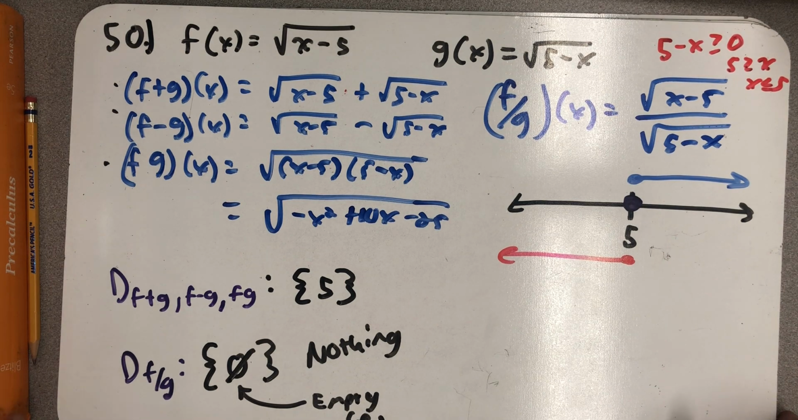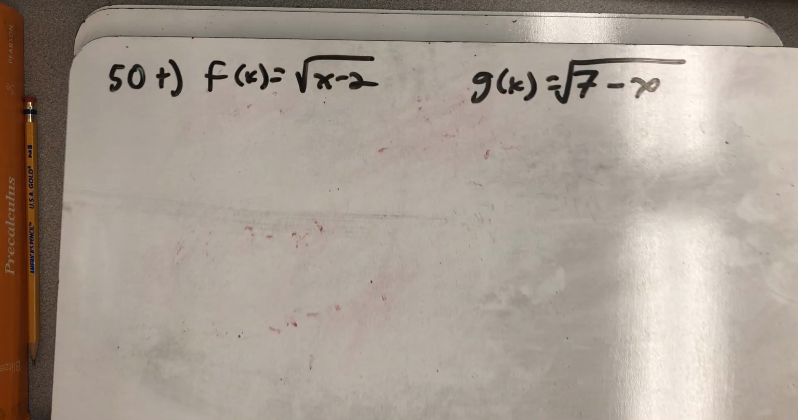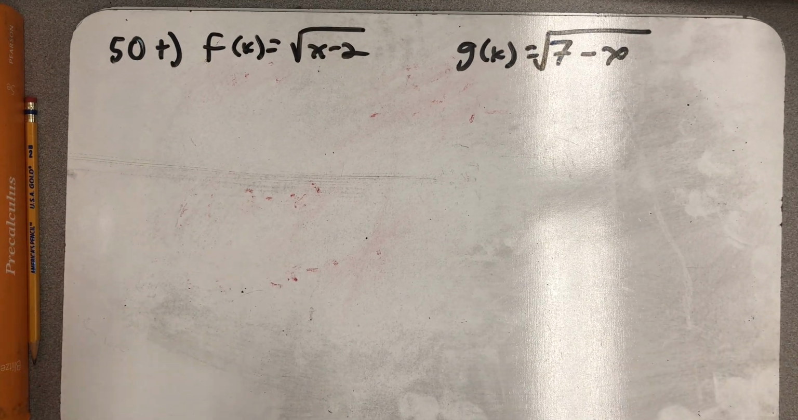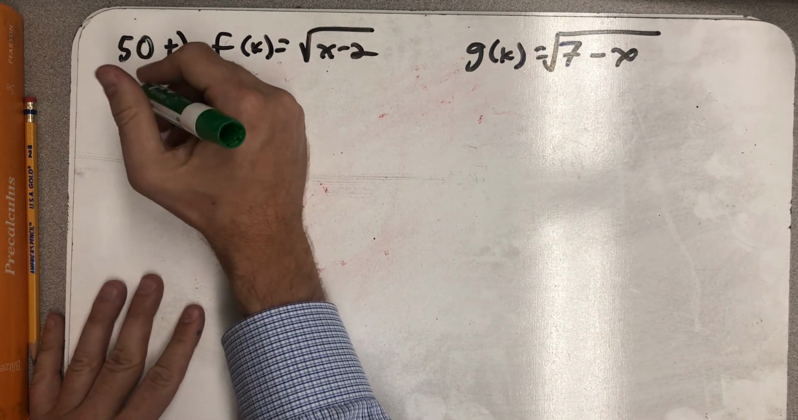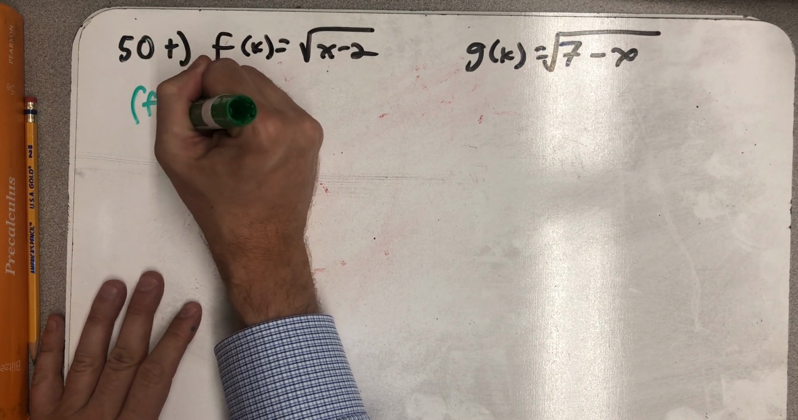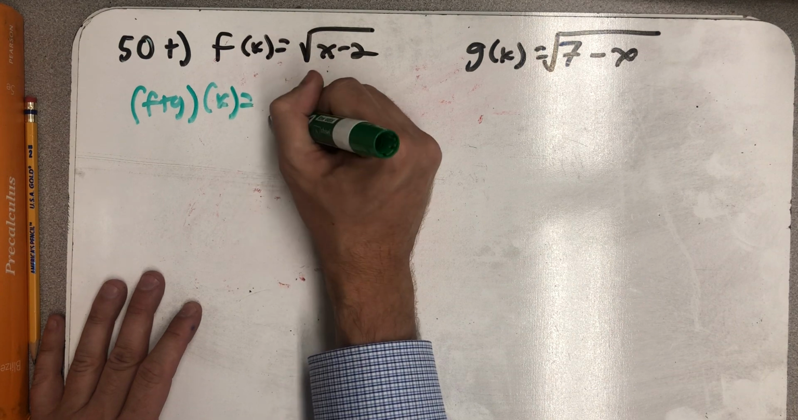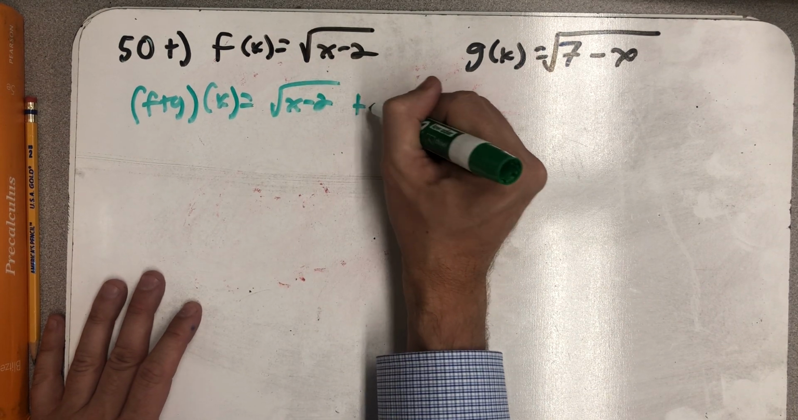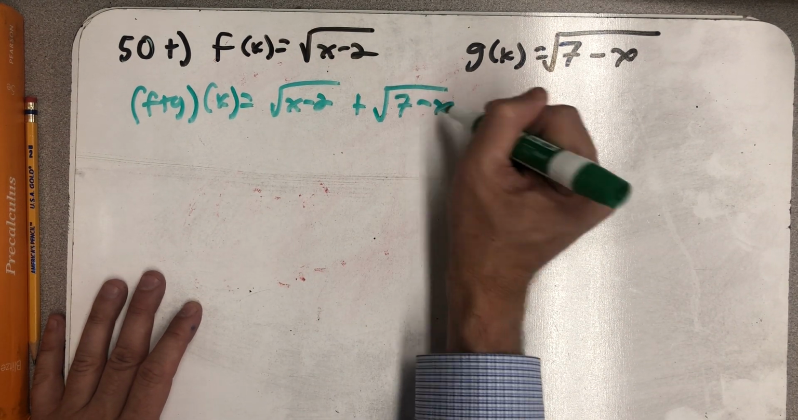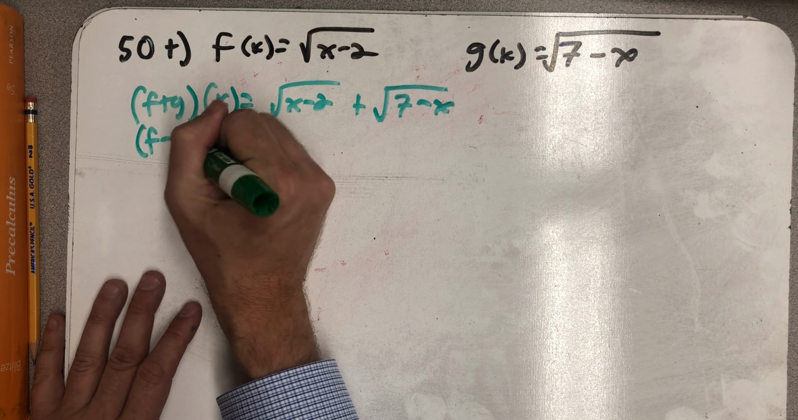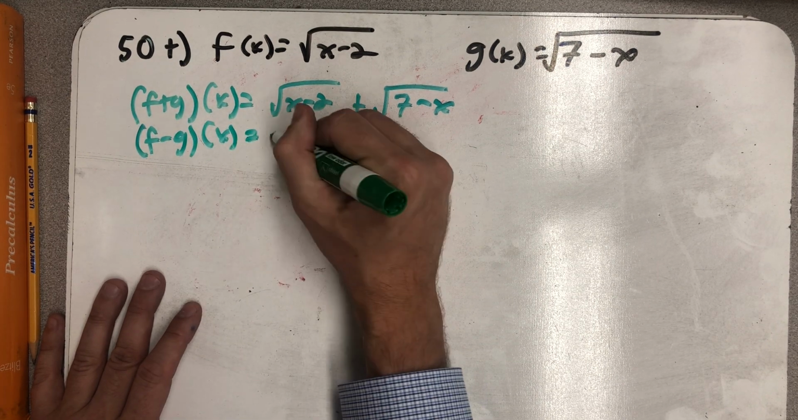All right, well that was number 50, and I told you once I got to 50, I do one like 50. So I'm calling this 50 plus. Just another problem like number 50. Writing the functions down, not particularly interesting. Just going through and doing the arithmetic operations.